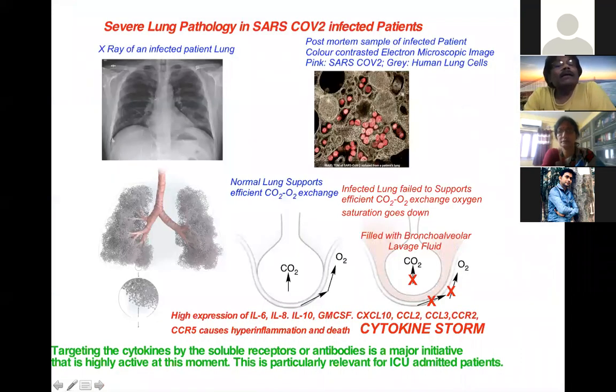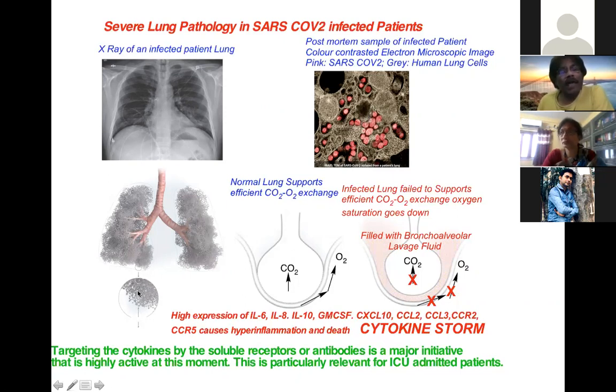Here you are looking at a severe lung pathology. What's happening in ARDS caused by this virus? This is the main reason why people are dying from this virus infection. Not the virus itself, it is the hyperinflammation in the lung. Here you are looking at the infected patient's lung, and here you are looking at the post-mortem sample of the infected patient. This is a color contrasted electron microscopic image that shows how SARS-CoV gets into the lung cell.